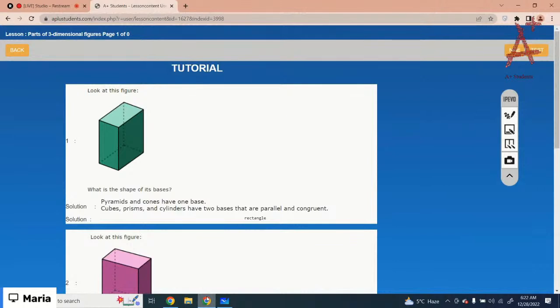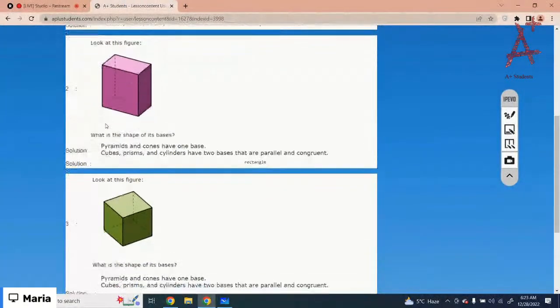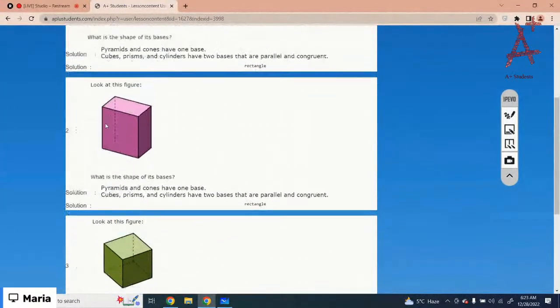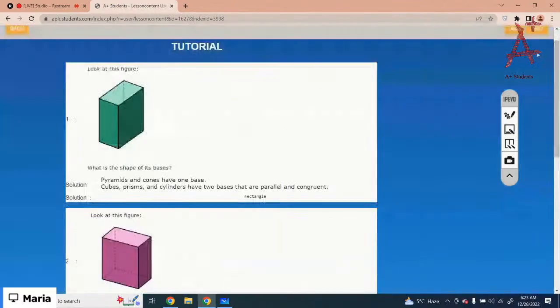Okay, look at this shape. What is the shape of its base? Pyramids and cones have one base. Cubes, prisms, and cylinders have two bases. They are parallel and congruent. So its bases are rectangles. Got it? They are the rectangular prism and then cube. So cubes and prisms have two bases. Got it? And the bases are parallel and congruent. Got it? Let's just start with the test questions.